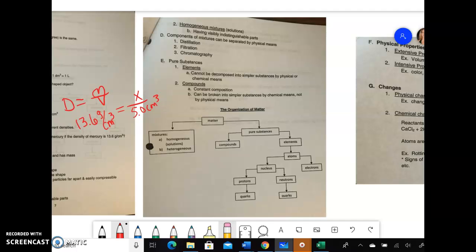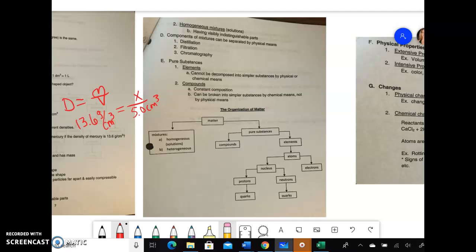And these are a lot harder to break apart than mixtures. Mixtures we can separate pretty easily using several different techniques, but compounds are really hard to separate because the bonds are a lot stronger and the elements are actually bonded together.